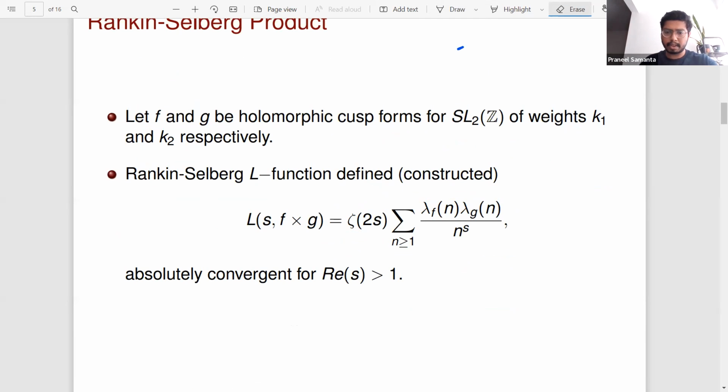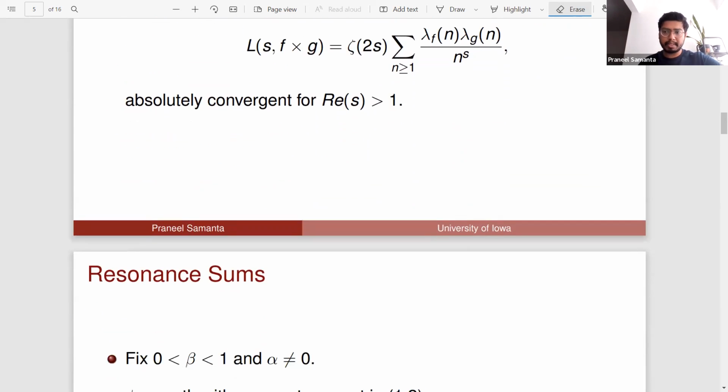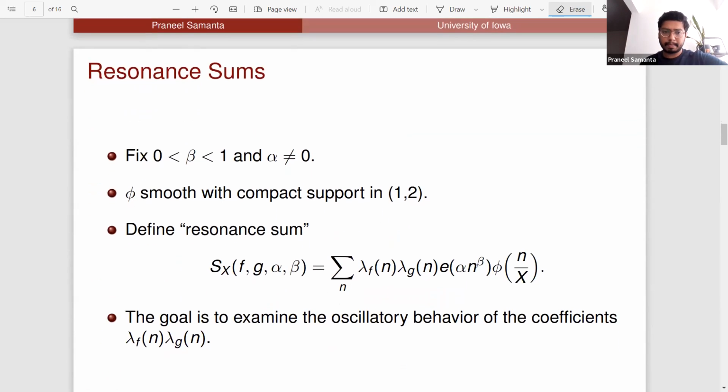So any questions so far? This is the setting so far. These things are well studied and well known to researchers, but there is one single term that I'm going to introduce, which is going to be the central topic of this talk, which is the resonance sums.